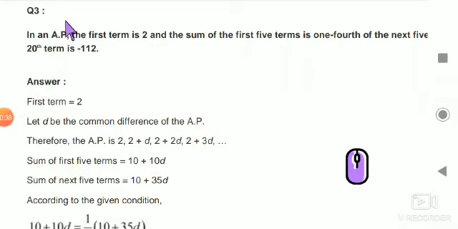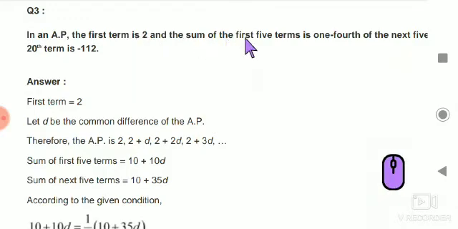Dear students, let me begin with another example. Question number 3. In an AP, the first term is 2, that is a is 2, and the sum of the first 5 terms is 1/4 of the next 5 terms.